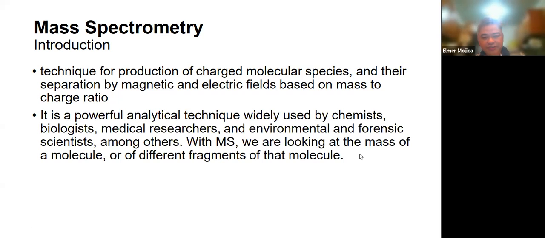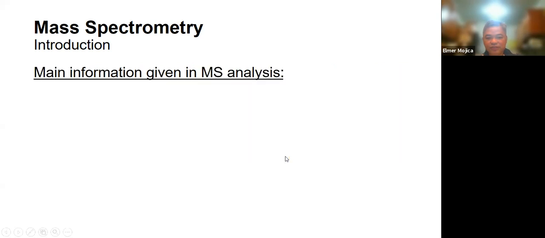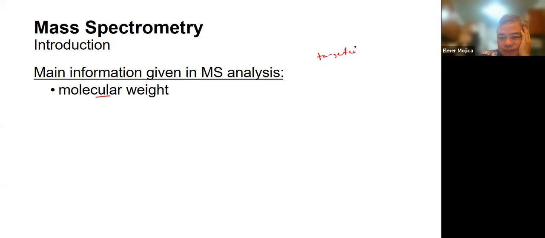If we look at mass spectrometry, there is information that we can get. Foremost of this is the molecular weight. Mass spectrometry has experience determining the molecular weight. So it can be targeted versus non-targeted. What's the difference between the two? Anyone? Just so that we can engage with one another. What do you think is the difference between what we call targeted versus non-targeted?